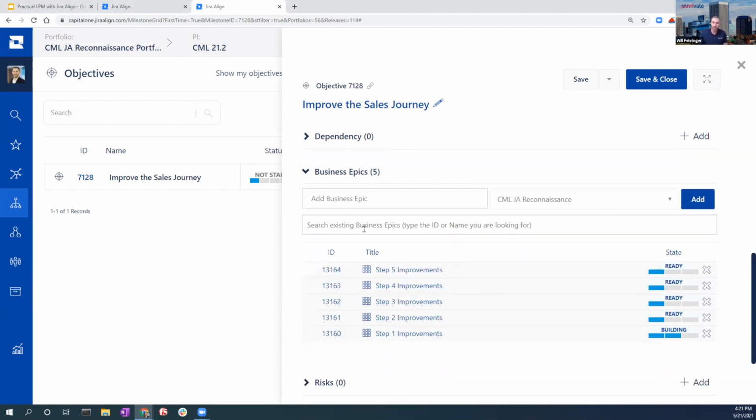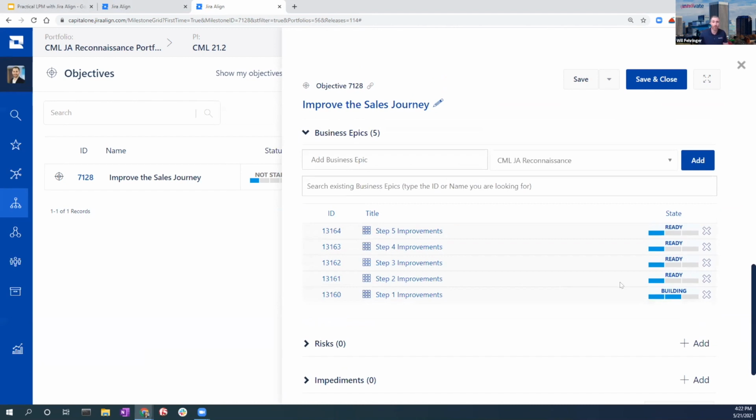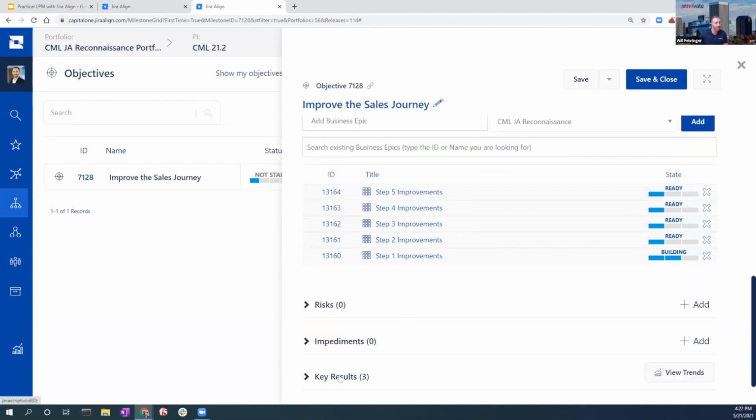So again, this is pretty generic data that we've got here, but they're going to go through each of the 5 steps and make improvements to each of these 5 steps. And each of these is an epic that rolls up and drives this objective forward. So we can quickly, at a glance, see, okay, step 1 is in progress. They're working on that one. The other ones haven't quite been started yet, and that's where they're at in their journey.